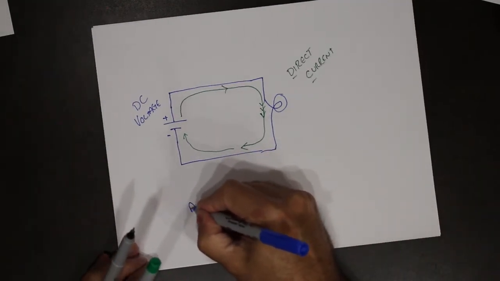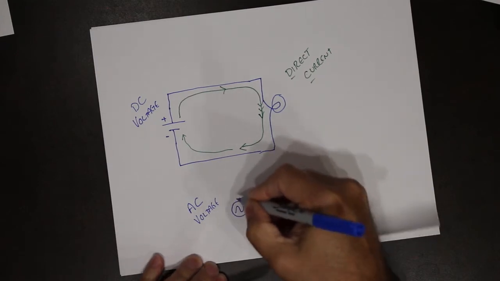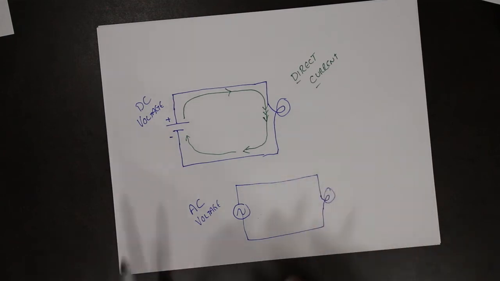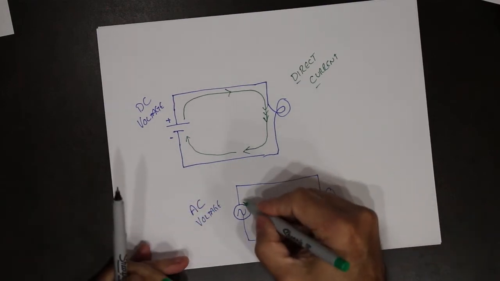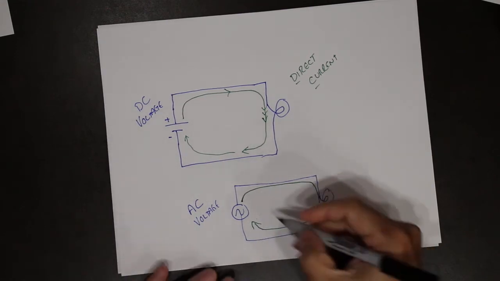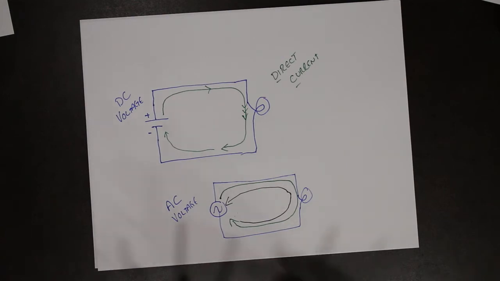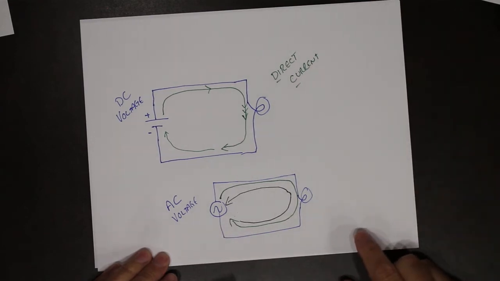As opposed to AC voltage, the symbol for an AC supply looks like this. Same light bulb. But AC is called alternating current, and the direction actually changes. So for half of the cycle, the current goes this way. For the other half of the cycle, the current goes back this way, and they alternate. We will get introduced to AC voltage and alternating current later in this course. It is an introductory into the next course you'll be doing.